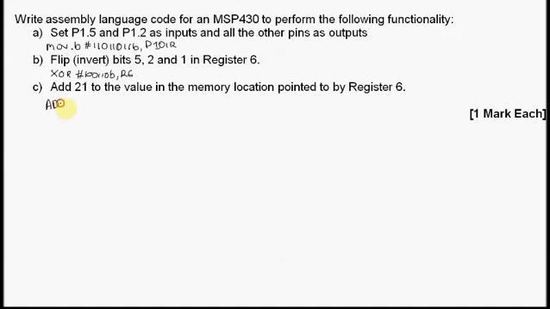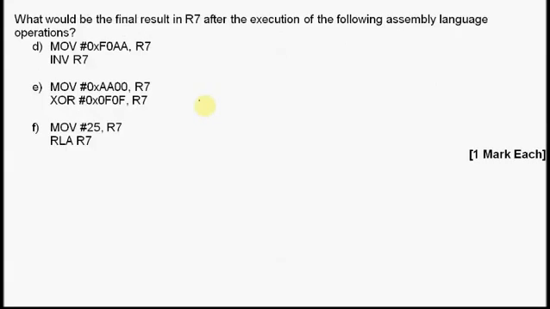So we need to say add. We're adding the value 21, so we need to use add immediate. And pointed to by R6, we use indirect addressing R6. These ones we need to step through our code and see what the end result's going to be.